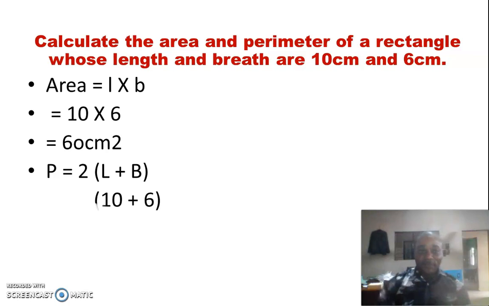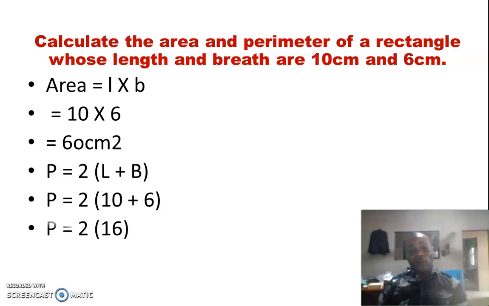That is, perimeter is 2 open bracket, 10 plus 6. 10 plus 6 will give us 16. So the perimeter will now be what? 2 into open bracket 16. That means 2 times 16. So the perimeter is 2 times 16 will give us 32 centimeter. I hope you understand that.